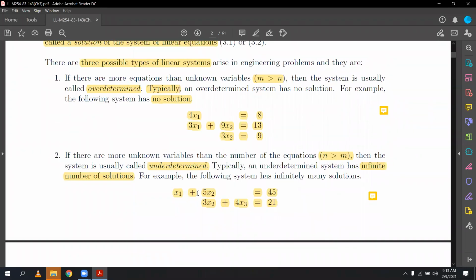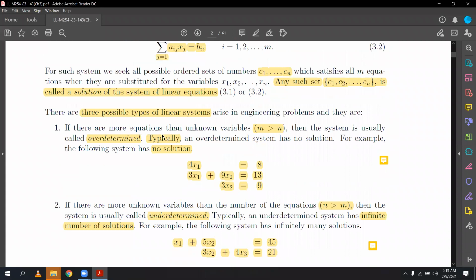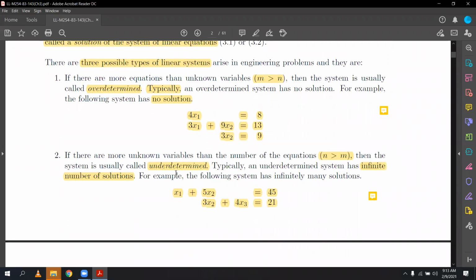Let's move to the second type of the system. But remember that first type of the system, when m is greater than n, we give the special name of overdetermined linear system. Now, the second type of the system behaves opposite to the previous one. We have the number of unknown variables bigger than the number of equations. This type of system we give the special name, the underdetermined system. And the shape is this one here.